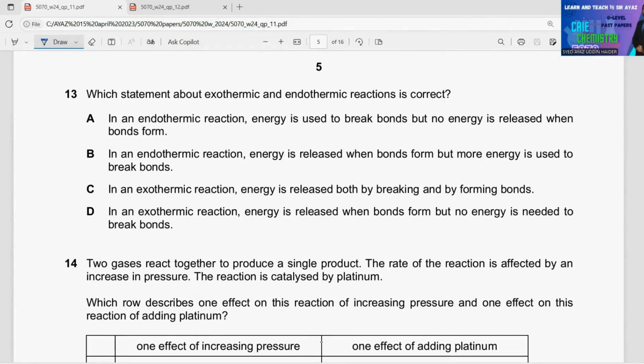So MCQ number 13. Which statement about exothermic and endothermic is correct? A. In an endothermic reaction, energy is used to break bonds, but no energy is released when bonds form. This is incorrect because energy is released when bonds are formed. So this is automatically an incorrect statement. B. In an endothermic reaction, energy is released when bonds form, but more energy is used to break bonds. This statement looks correct to me, because more energy is used to break bonds during an endothermic reaction than the energy released when bonds are made.